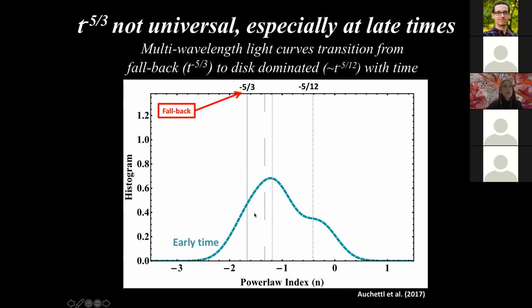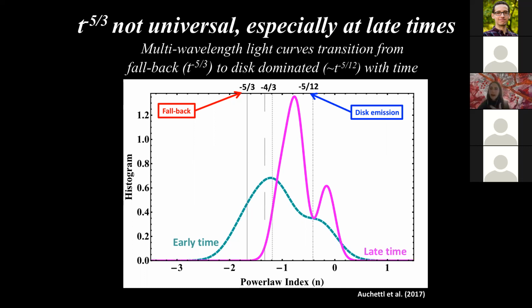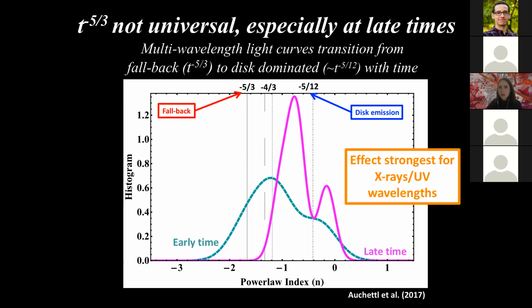And this is what's seen here by this dashed teal histogram. While at late times, the emission from these events is actually much flatter than this t to the minus 5/3, right? You can see that there's a shift in these two histograms. And what we actually find is that this decay rate at these late times is more consistent with disk emission in these properties.